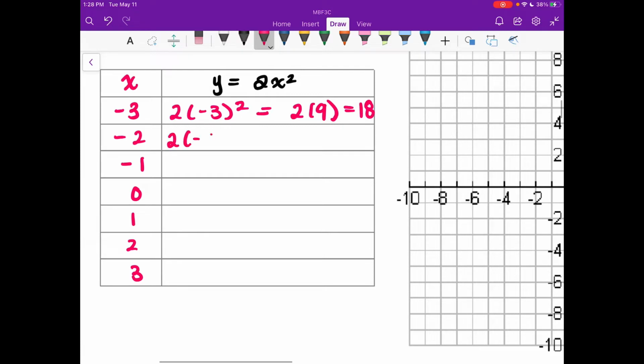Let's do this again with negative 2. Negative 2 squared is 4, so it's going to be 2 times 4, and that's going to give me 8. Then we have 2 times negative 1. Negative 1 squared is just 1, so I'm left with 2.